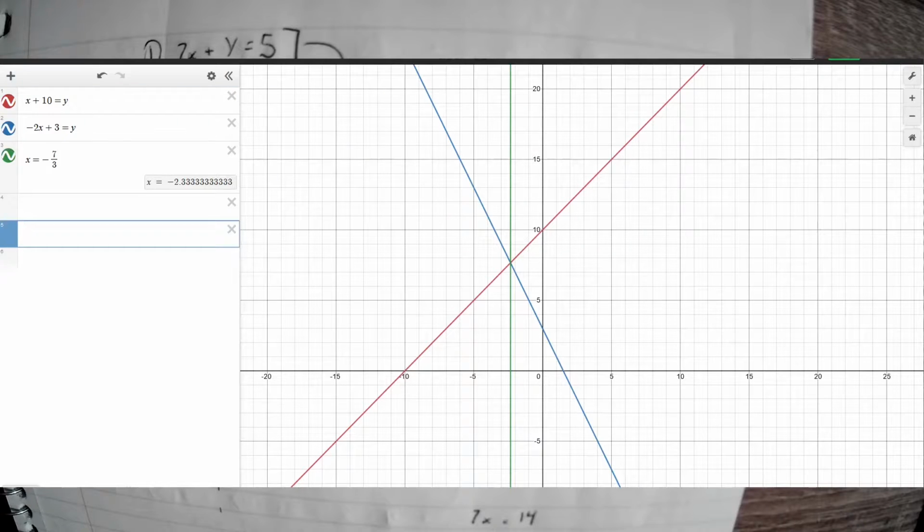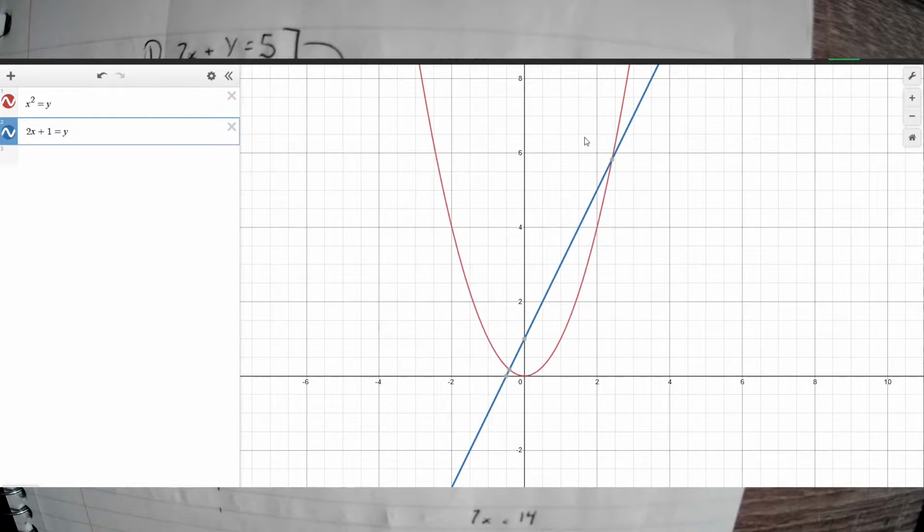Now, this also works for multivariable equations. With 3 lines, if they all intersect at one point, that's the solution to the system. It also works for nonlinear equations, where we can see the intersections are solutions. In this case, we have 2 solutions because there are 2 intersections.